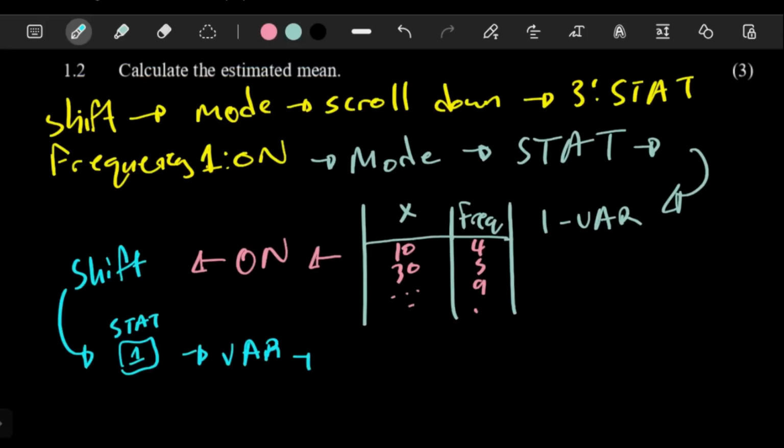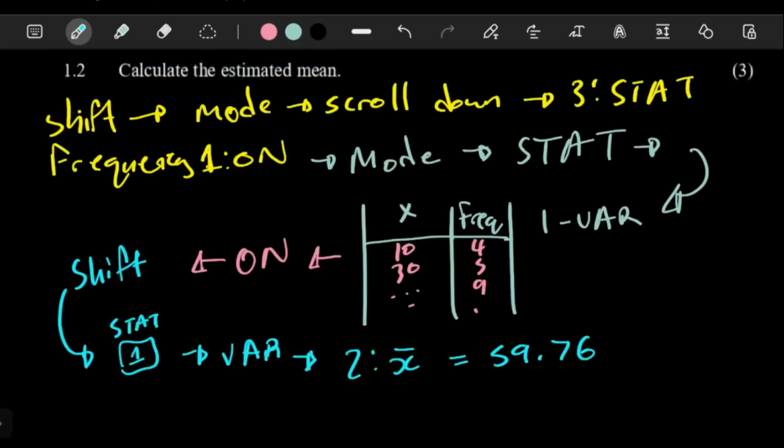And then after pressing var on your calculator, you're going to press option number 2, which is going to give you the mean. And then you press equal to, and it is going to give you 59.76. And that is how we do it.